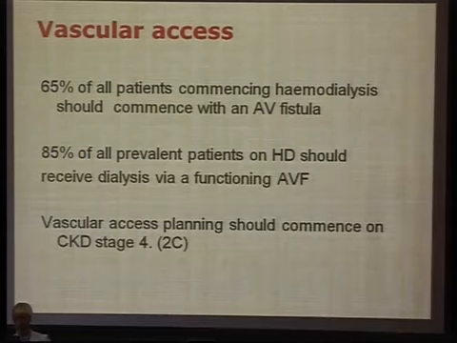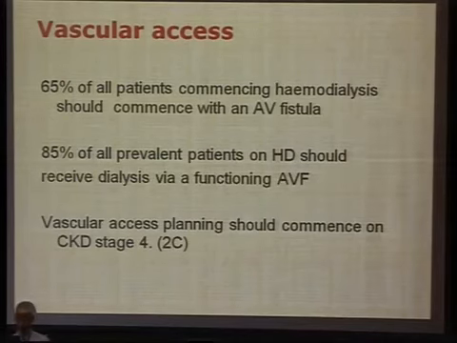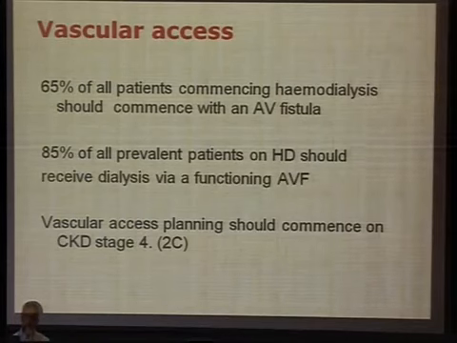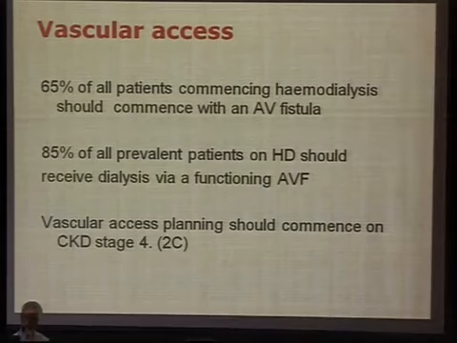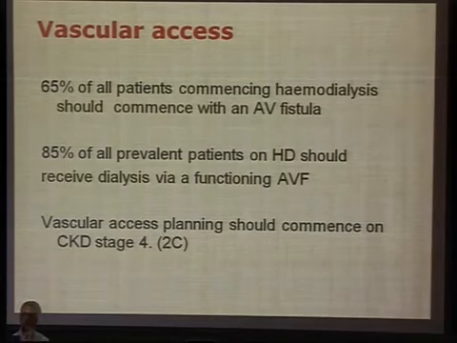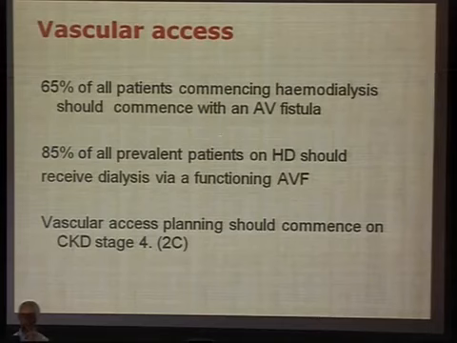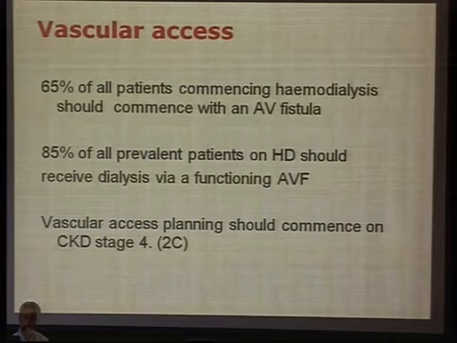This means for us a better nephrology service, because the nephrologist will pick up the chronic renal failure patient early, he will ask for an AV fistula early, and this patient will avoid the catheter insertion, the catheter used during hemodialysis, which is very important. And at any time, when you do prevalence in hemodialysis patients, at least 85% of those patients must receive dialysis via a functional AV fistula.